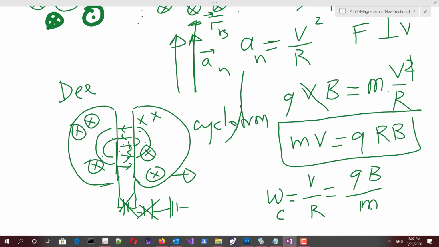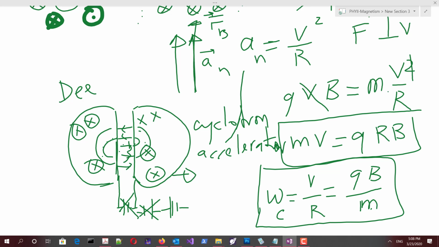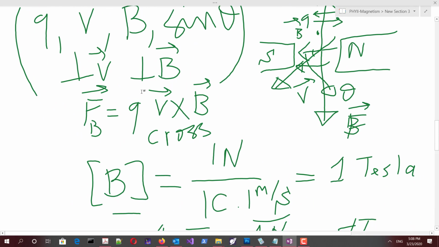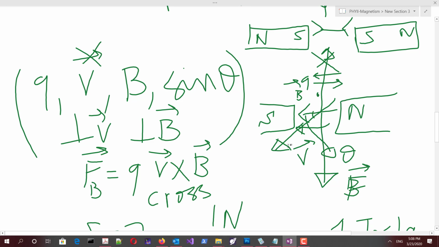I want to stop here. We still have more topics to talk about on accelerators. We're going to talk more about other items when we come back. This is an important expression that you will probably need for some of the homework problems. By far, this expression is going to be the most important one for working your problems right now in this chapter.